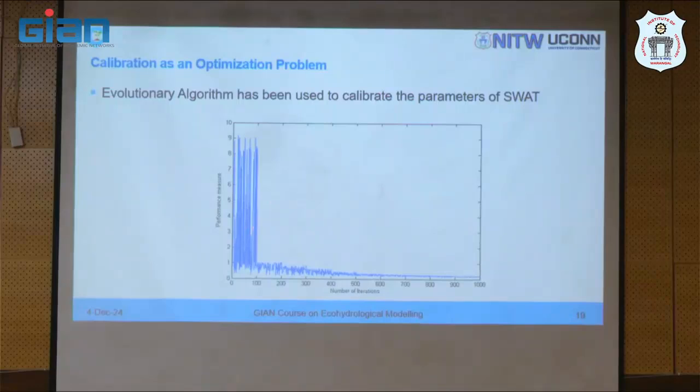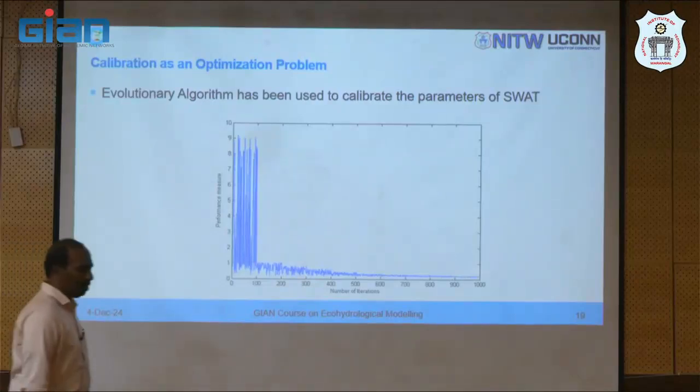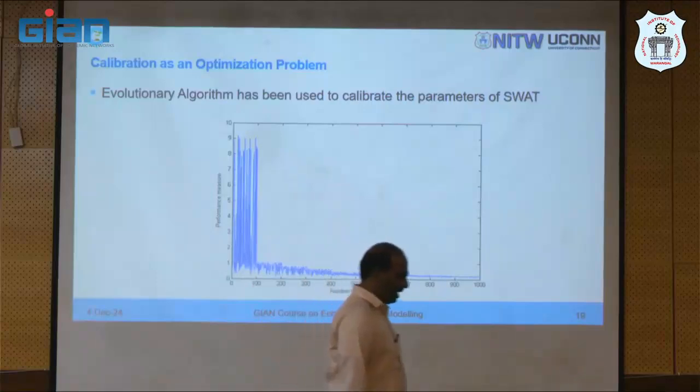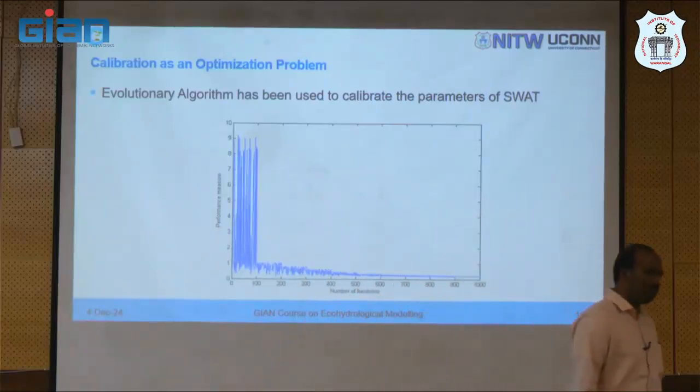This is a case, right? This is something that I have done. This is a performance measure, NSE, and 1,000 iterations. I put it through an optimizer called AMALGAM, which uses 4 different heuristic algorithms to optimize, right? Initially there will be a variation. It takes the best solution and tries to come up with the best solution. So model calibration is posed as an optimization problem.